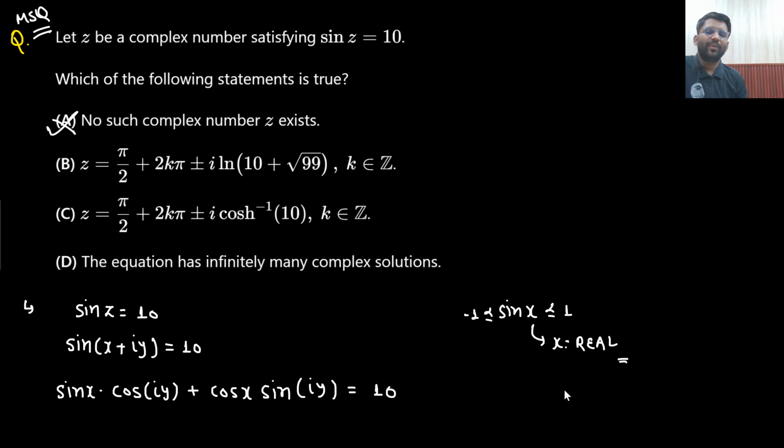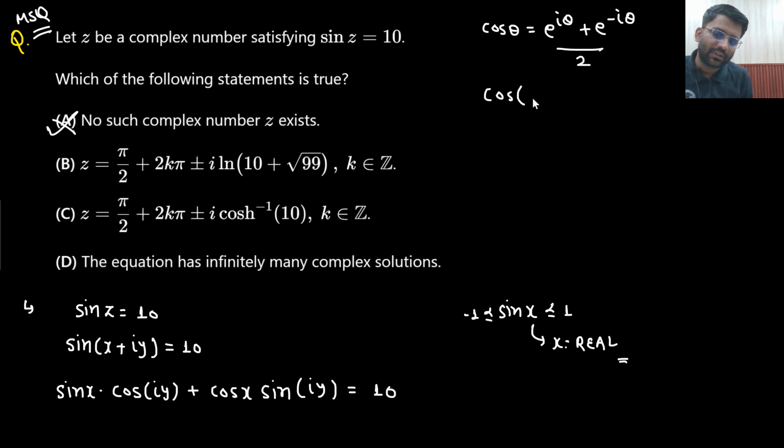Now you let me know what will be cos iota y. You are supposed to calculate cos iota y. First of all, you let me know what is cos theta. Do you remember what cos theta was? I asked you to remember. Cos theta is nothing but e to the power iota theta plus e to the power minus iota theta, divided by 2.